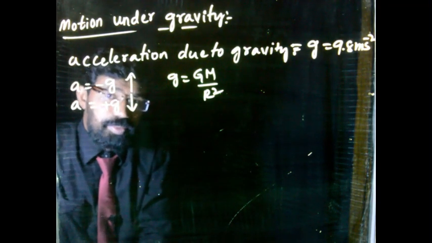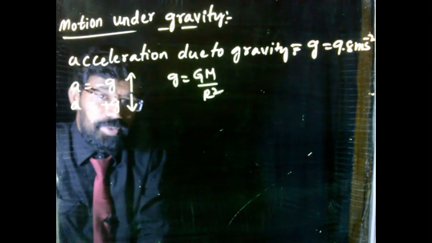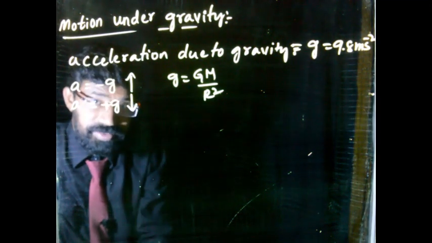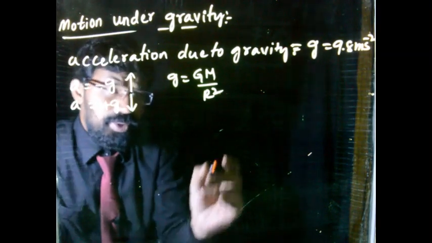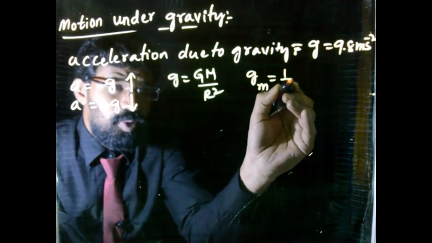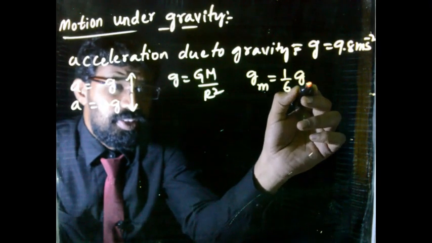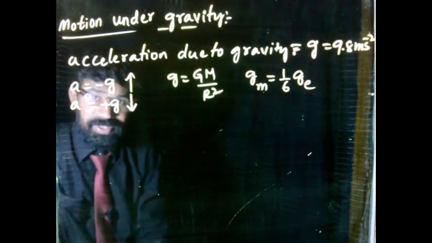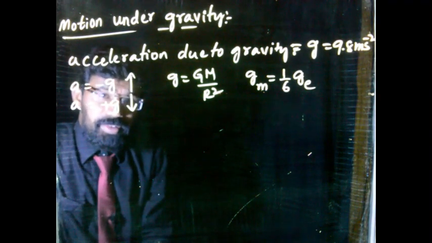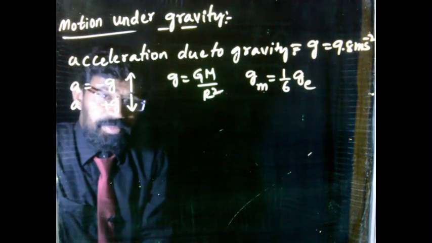We have a few problems where you are supposed to deal with a situation in which a body is dropped or projected on the moon. If that is the case, I want you to remember this: acceleration due to gravity on the moon is equal to 1/6 of acceleration due to gravity on earth. Remember this. And let me tell you about one more point connected with this acceleration due to gravity.